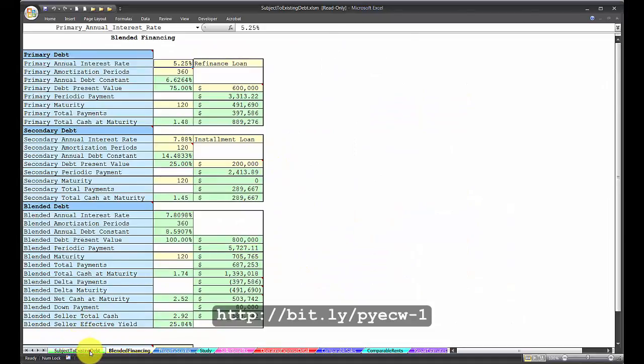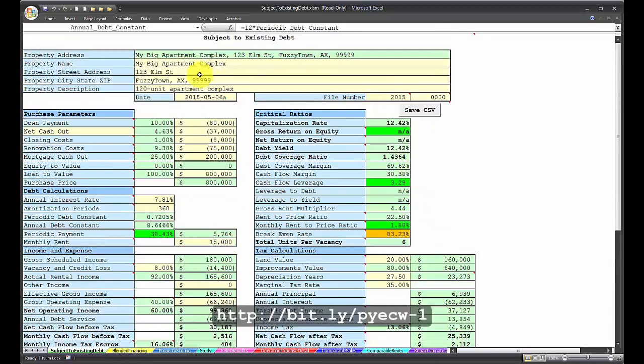This is just one of the many ways that you can use this spreadsheet to structure nothing down deals.